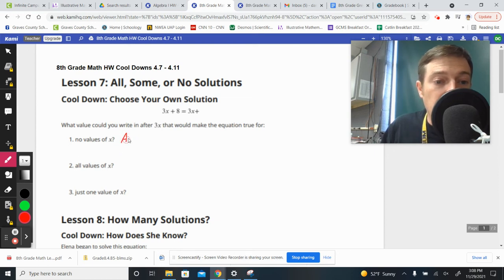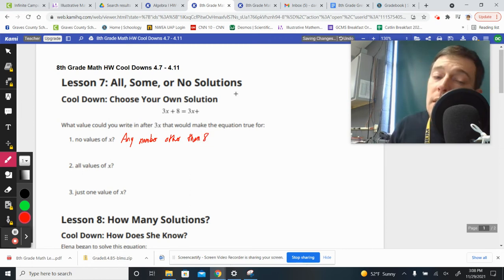I don't care what number you write there as long as it is not 8. Any number other than 8 is not going to have any value that can make that equation true. Now, number 2, we're trying to put in something here that is going to make all of the values for x be true, and that needs to be identical on both sides. So this is the one where it has to be 8, because if we put an 8 there, then they're just going to be identical, and every x is going to make it true when you triple it and add 8 to both sides.